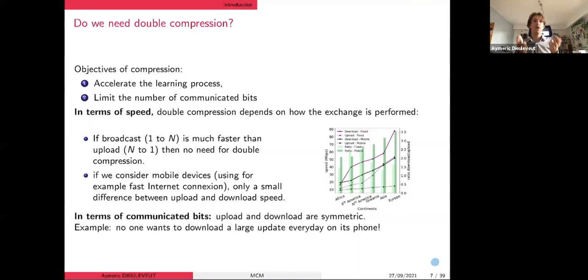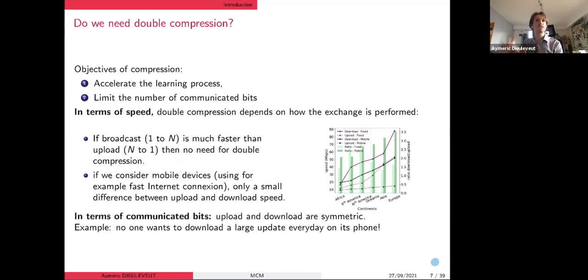And also just in terms of communicated bits, if we think of a very simple example where I want to train, let's say, a text model that is pretty heavy, let's say 100 megabytes. And so I want to send gradients every day from the server to the workers and vice versa, then 100 megabytes is not something I would be happy to download every morning on my phone. There's just no way I would participate in such an experiment, just because it's going to be too slow and it's going to use too much battery on my phone. And in that situation, it's pretty clear that I want to compress both the message I upload and the message I download.